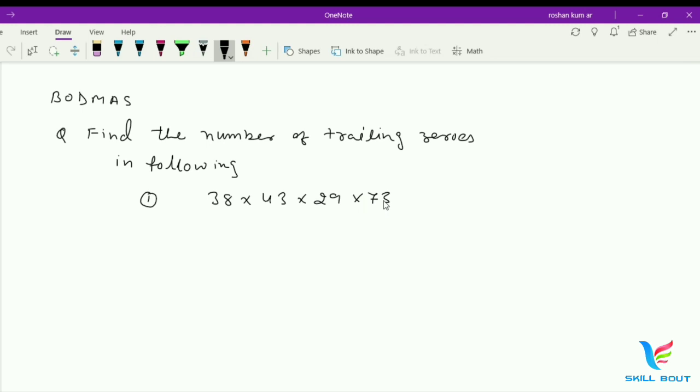Who will tell me the answer? Zero or none is the right answer. Why? Because in order to produce a 0, I need to have a pair of 5 and 2. I can get 2 from here. This number can produce 2. This is nothing but 19 into 2. There is 1 two present here. The others will produce neither 5 nor 2. So I have only 2, but I don't have 5 anywhere. So I cannot get any zeros from here.